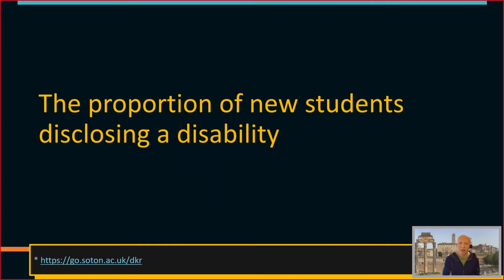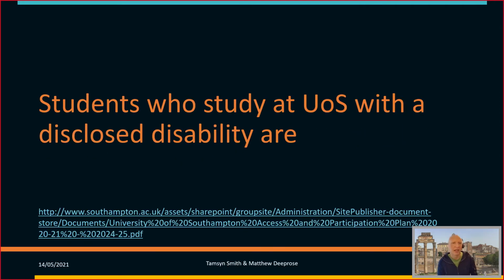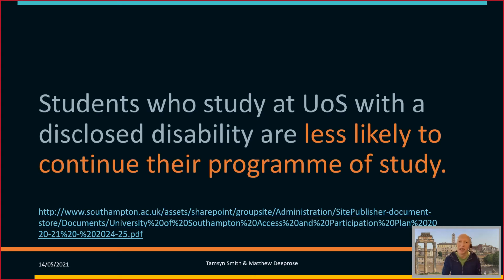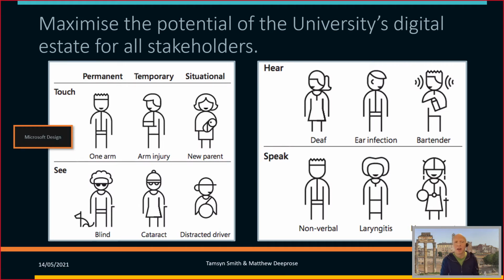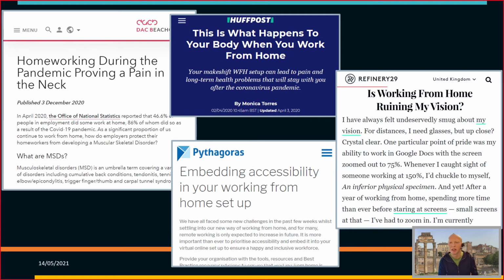And that's really important because the proportion of new students disclosing a disability increased by 41% this academic year. And students who study at Southampton who disclose a disability are less likely to continue their program of study. And it's not only that we should consider permanent disabilities, there are also temporary and situational impairments, and you might have experienced some yourself while working from home.